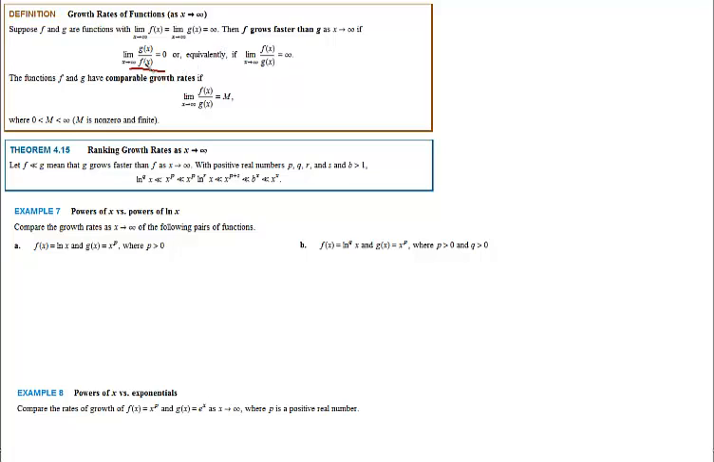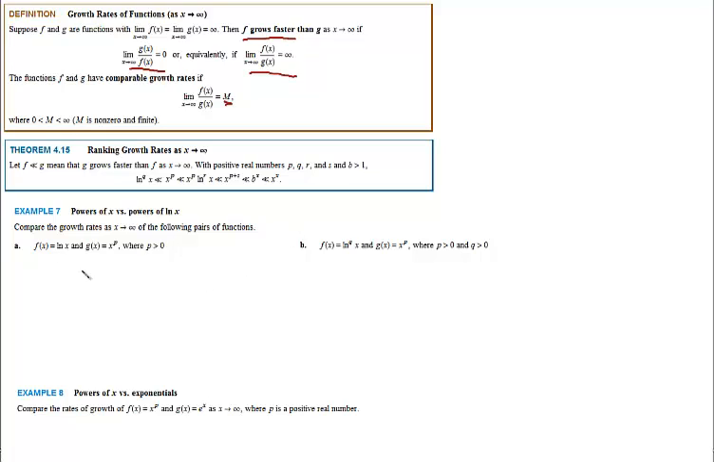So if f is going to infinity faster than g, then the limit goes to 0. However, when f is growing faster and we put f on top, then the limit would go to infinity. If they're both going to infinity at the same rate, that would be like an evenly balanced function. We'll go back to this theorem in just a minute.